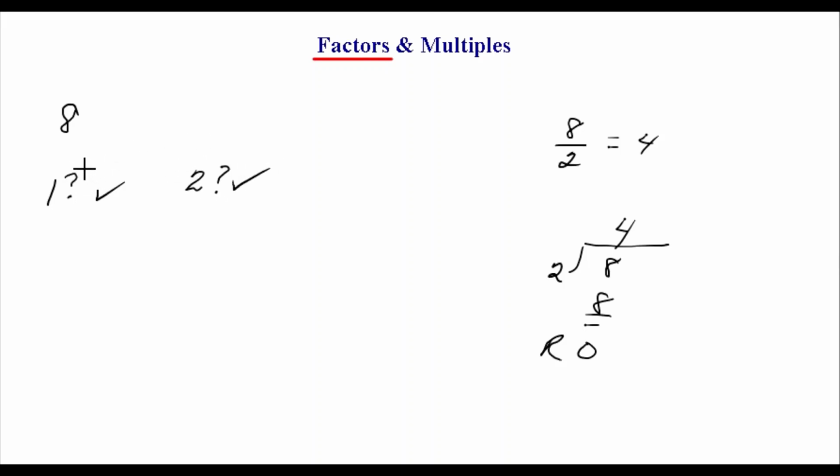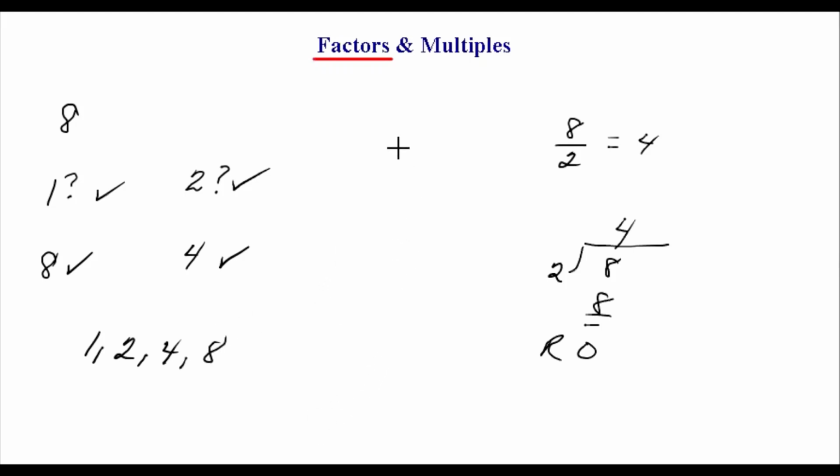So when I divided 8 by 1, I got 8. So 8 then is also a factor because 8 times 1 gives you 8, which means there's no remainder. And when I divided 8 by 2, I got 4. So 4 is also a factor. So my factors written in order: 1, 2, 4, and 8.